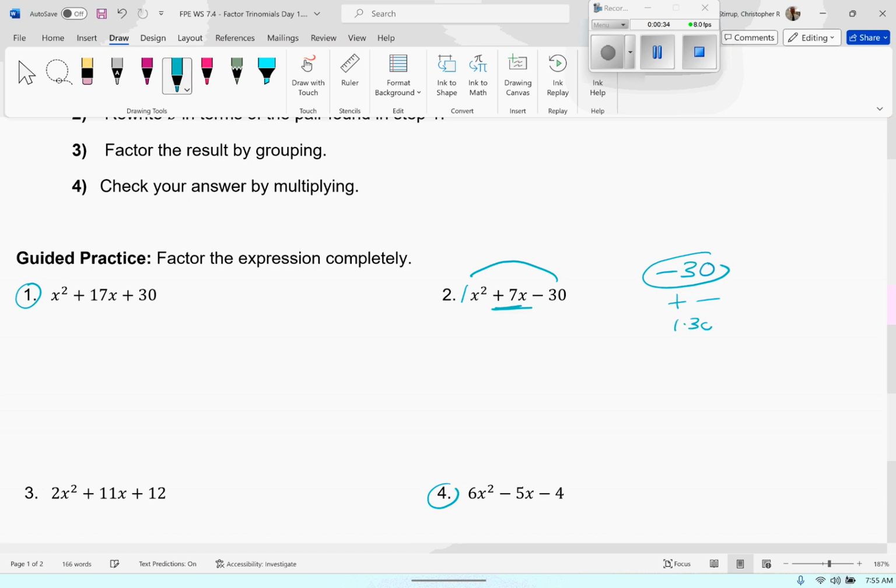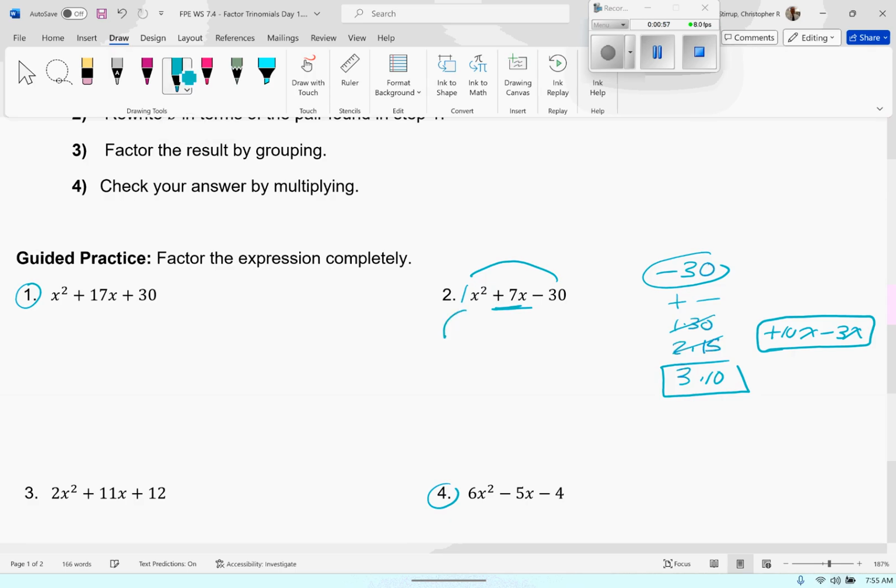Well, you know that 1 and 30 couldn't get to 7. And then 2 and 15, they're not going to get to 7 if I add or subtract them from each other. 3 and 10 looks like it really would work. So if I have a positive 10x and a negative 3x, if I add those together, do I get positive 7? And the answer is yes.